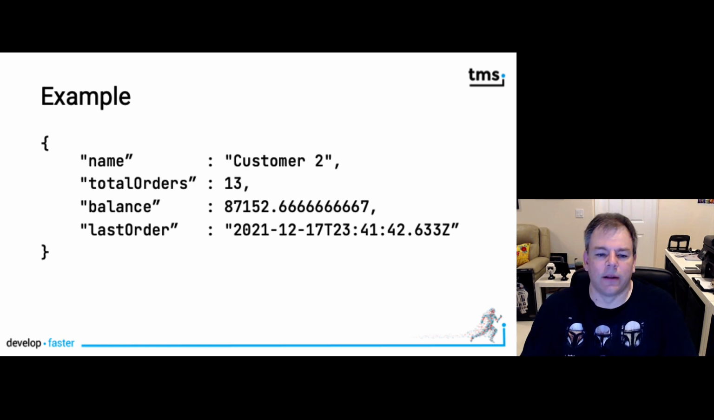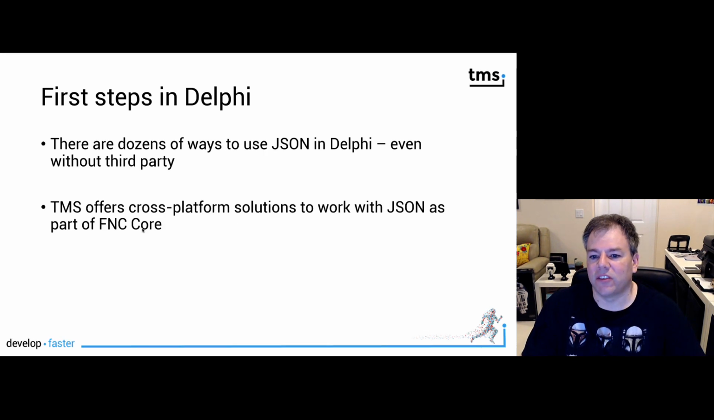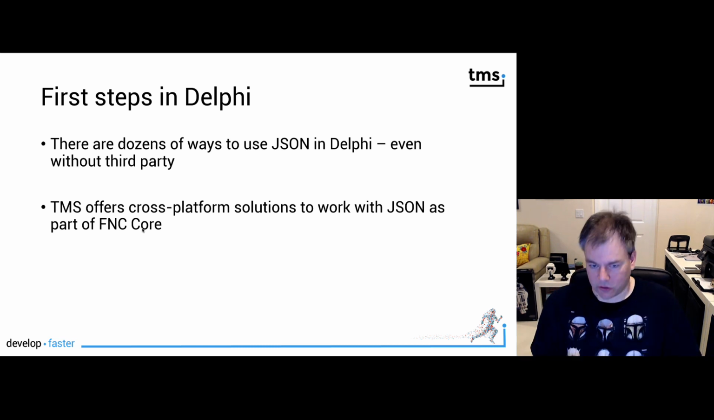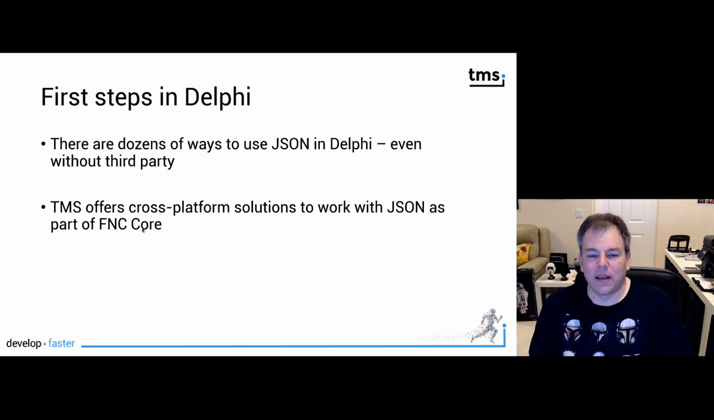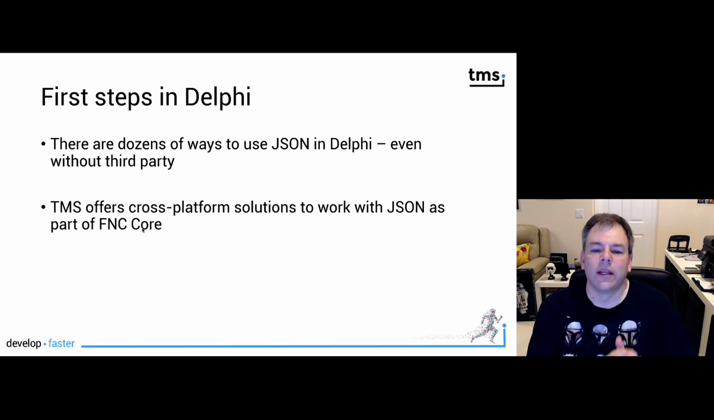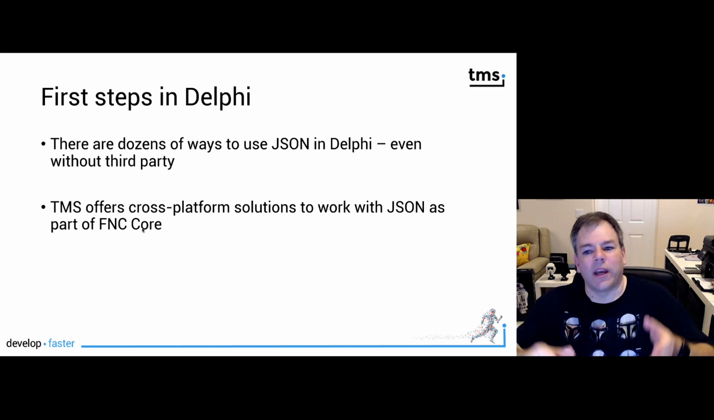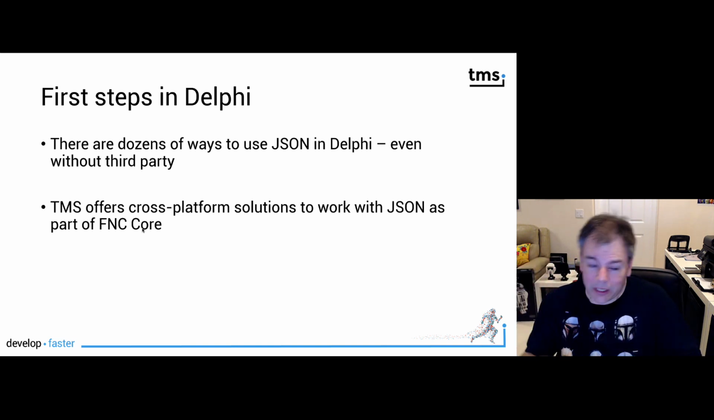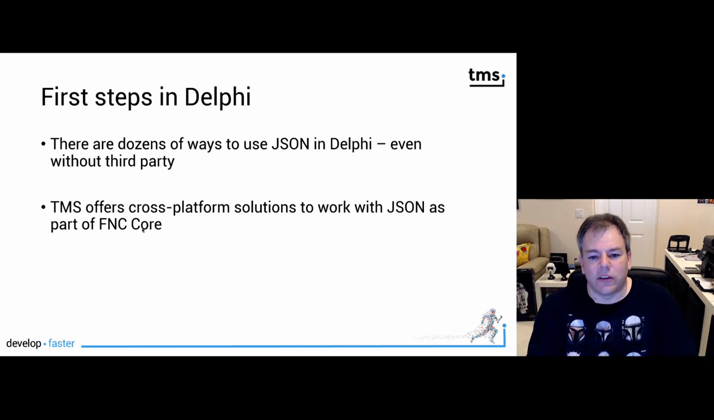So going from here, how do we create JSON for an object? And that's exactly what I'm going to show you. That is the first basic example, because there are dozens of ways to use JSON in Delphi, even without any third party. The Delphi RTL comes with many ways to create JSON. There are streams, there are text readers, text writers for JSON. There is a JSON object, there is a TPair to really go down to the level of JSON. There's so much stuff, so you have to start somewhere, right?